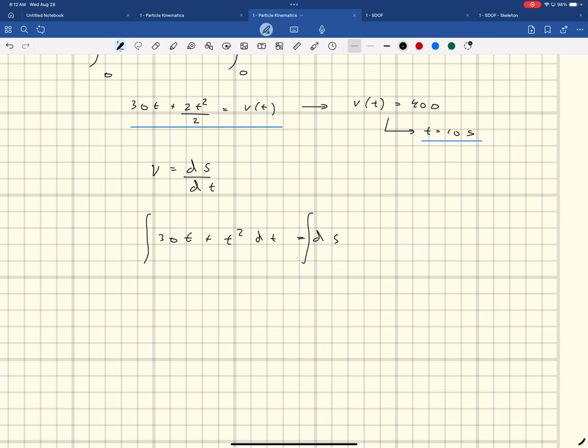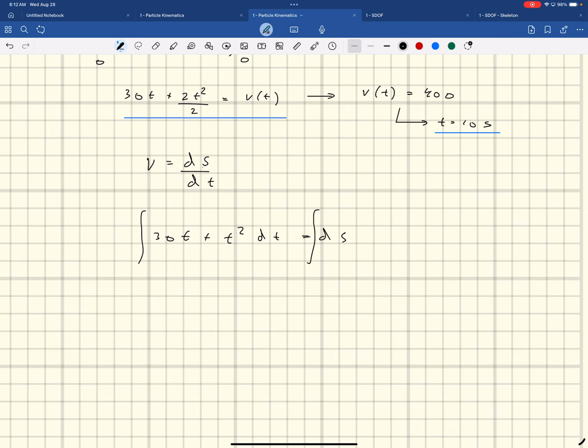And let me put the bounds on this. This is going from 0 to 10 seconds. You could put that bound in there at this point because I solved what that time is. So I'm going to put that straight into this as 10 seconds, so I can carry out that full integral there. And this is going from 0 to SF at the end of this.